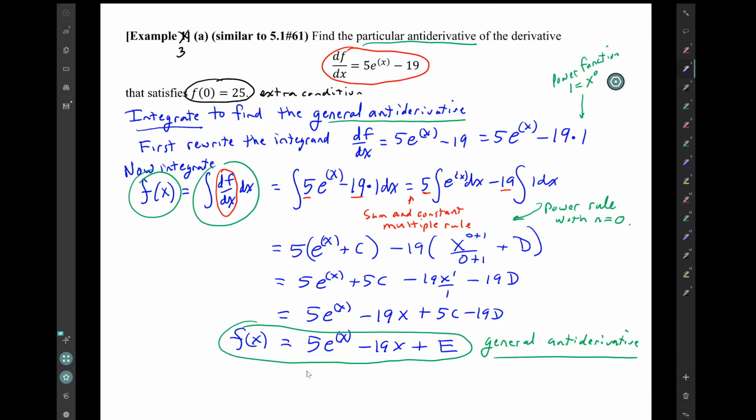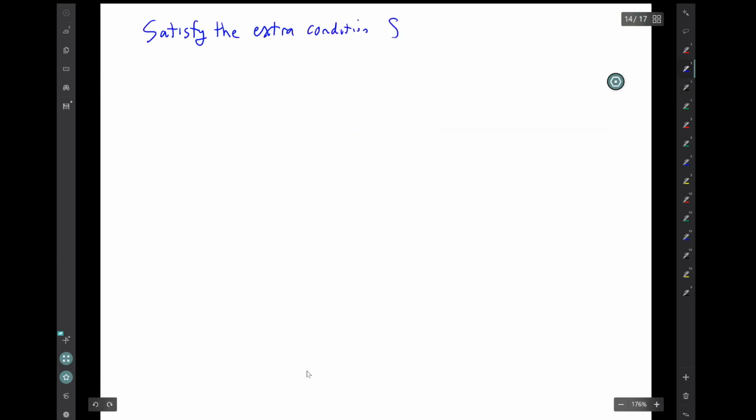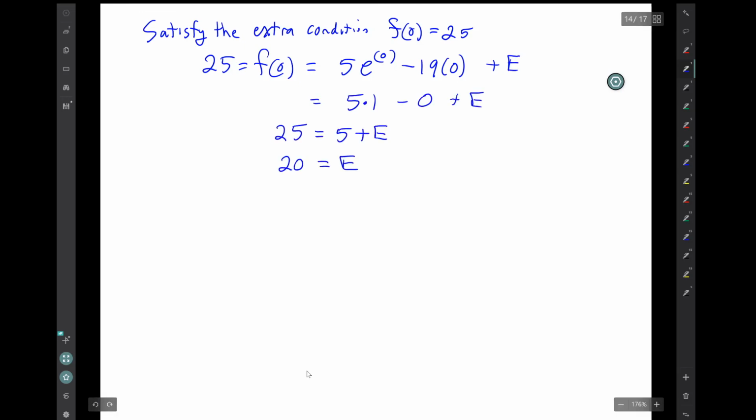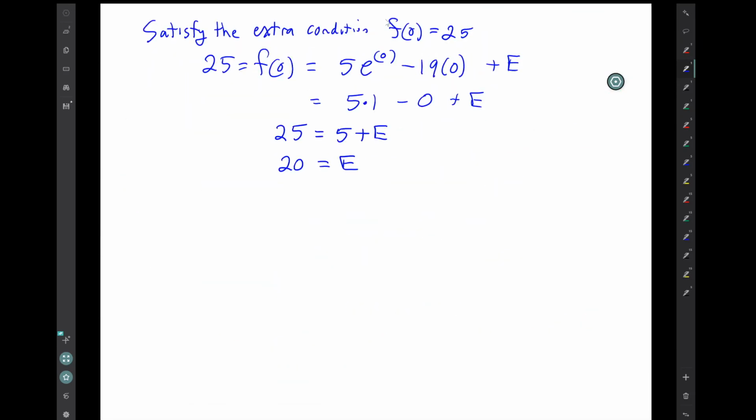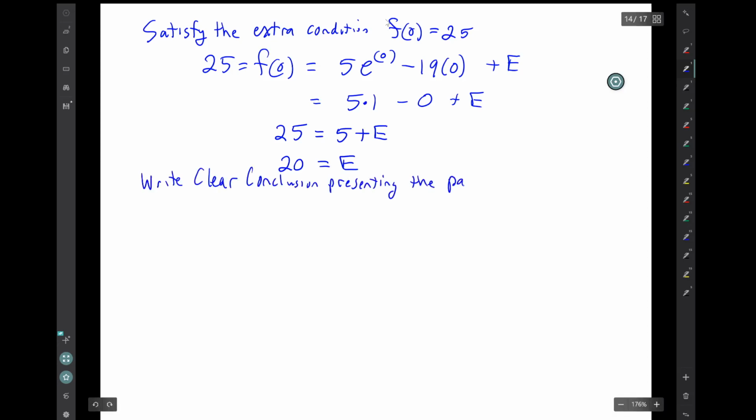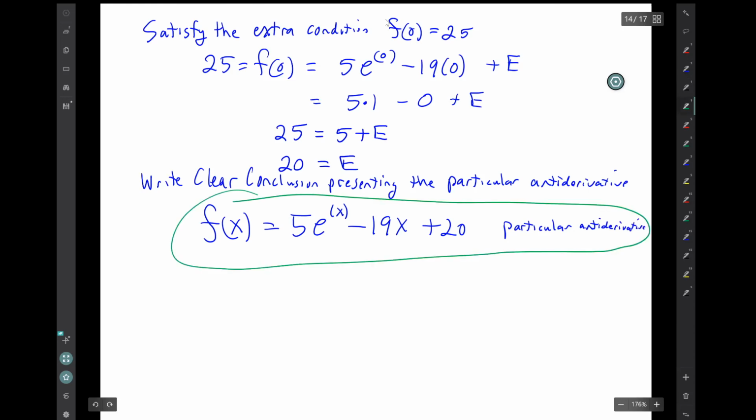Now we have to satisfy the extra condition. The extra condition is that f parentheses 0 equals 25. We'll do that on the next page. I'll turn that around the other way. So we find that e has to equal 20. But remember, our job was to find the particular antiderivative. Our job was not to find the value of e. So we end by writing a clear conclusion where we present the particular antiderivative. There's our result.